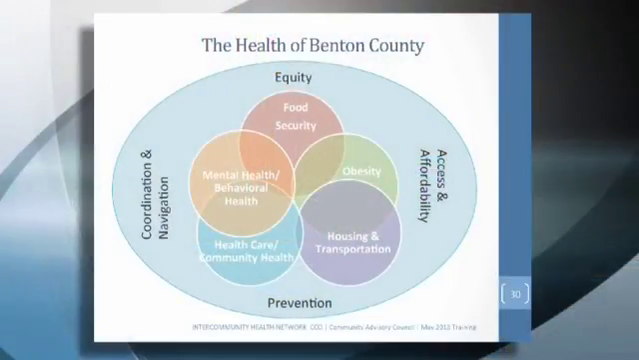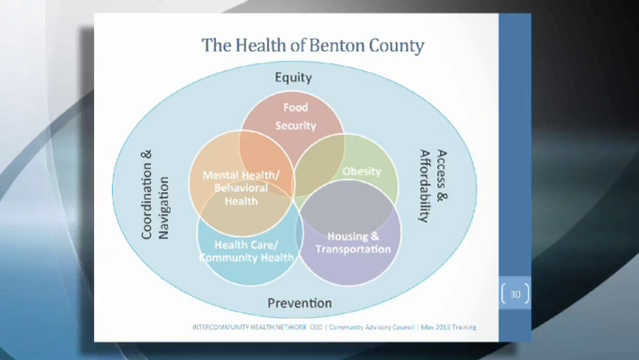So now we took this information. The work group met, and we did a SWOT analysis where they talk about their strengths, weaknesses, opportunities, and threats. Like I said, we had 5 areas, and I'm showing you obesity. But all of these interact, as you can see on this slide, a set of 5 overlapping circles. Obesity touches on food security. Obesity also touches on housing and transportation, access to health care, and mental and behavioral health.